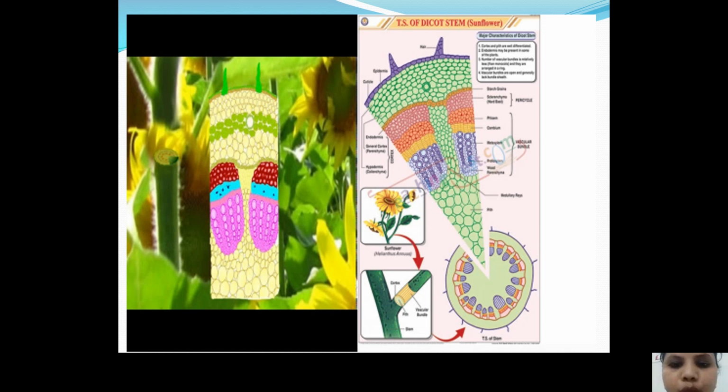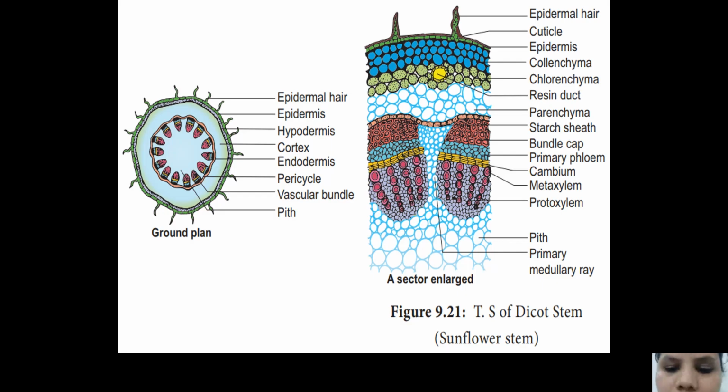So we'll take the example of Helianthus annuus, which is a sunflower. We'll look at the stem of this sunflower plant and observe its primary structure. Now, the primary structure of a dicot stem, a typical example is the sunflower stem.